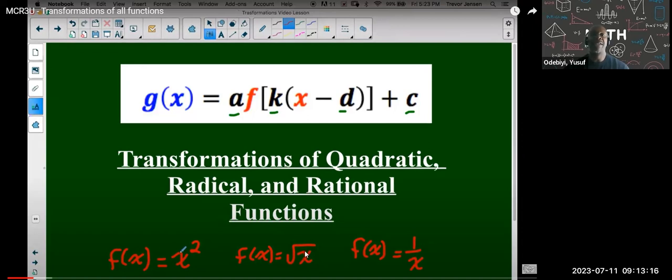I believe this one may be on the test. This one and this one would be on the test as far as a transformation. Someone keeps coming in late.